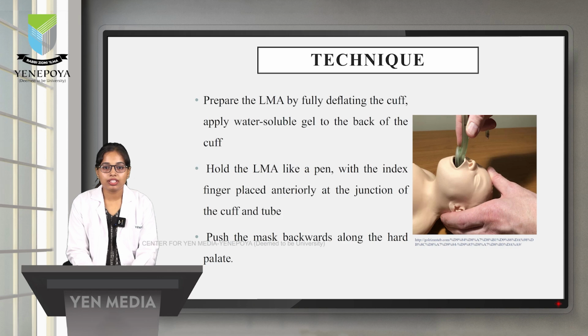The technique of insertion of an LMA. Prepare the LMA by fully deflating the cuff. Apply water soluble gel to the back of the cuff. Hold the LMA like a pen with the index finger placed anteriorly at the junction of the cuff and tube. Push the mask backward along the hard palate.